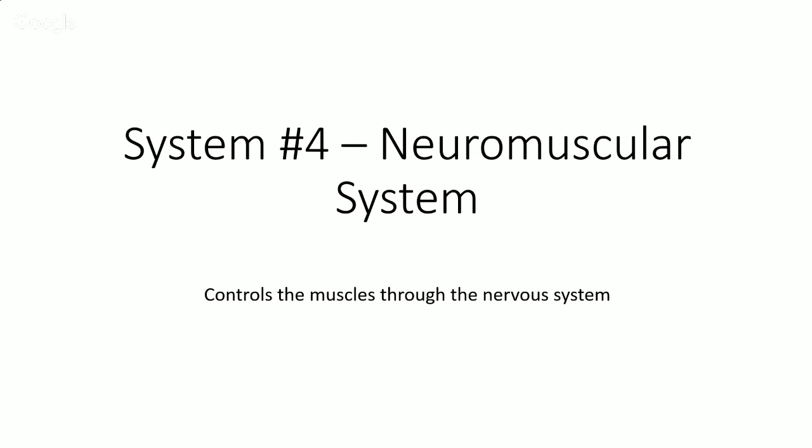So system number 4, and this one's actually, to me, one of the most interesting ones, because there's a lot of stuff you can do with the neuromuscular system and how your body learns to create more efficient movement. Your neuromuscular system basically controls the muscles through the nervous system. Your muscles are dumb, and they get electrical signals sent to them through the nervous system that tell them to contract, and how hard to contract, and how fast to contract, and which muscles to contract and which ones to not contract.